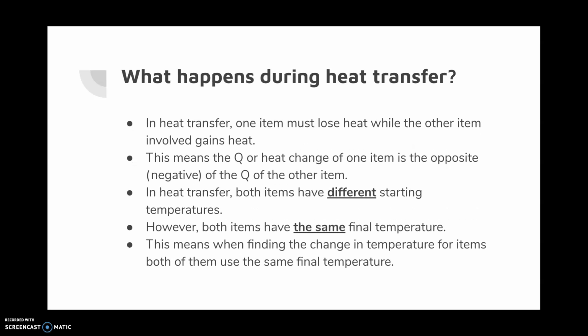During a heat transfer reaction, one item loses heat while the other item involved gains the heat. This means that the Q, or the heat change of one item, is the opposite or negative of the Q of the other item. In heat transfer, both items have different starting temperatures. However, both items will have the same final temperature. This also means that when you're finding the change in temperature for the items, both of them use the same final temperature.